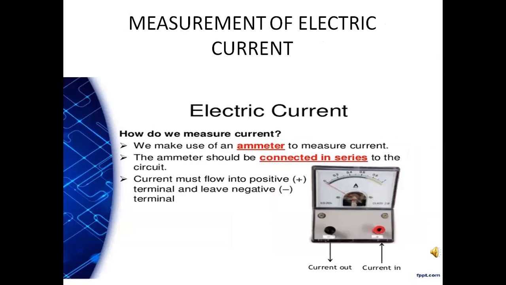Measurement of electric current. How do we measure current? We make use of an ammeter to measure current. The ammeter should be connected in series to the circuit. So current must flow into the positive terminal and leave the negative terminal. So electric current is measured using a device called an ammeter.